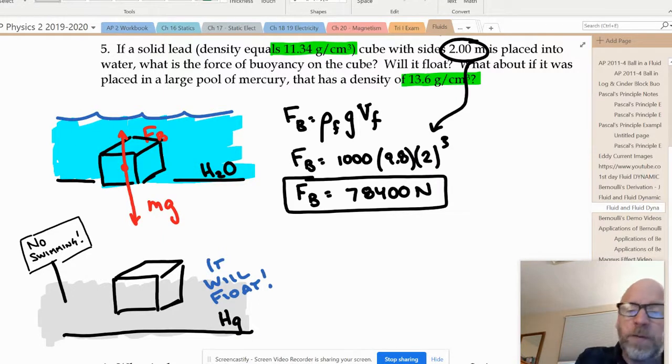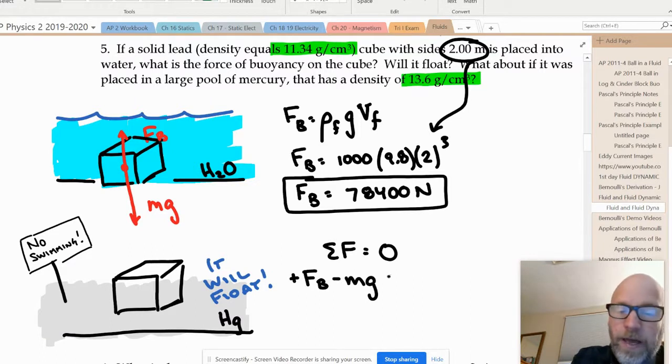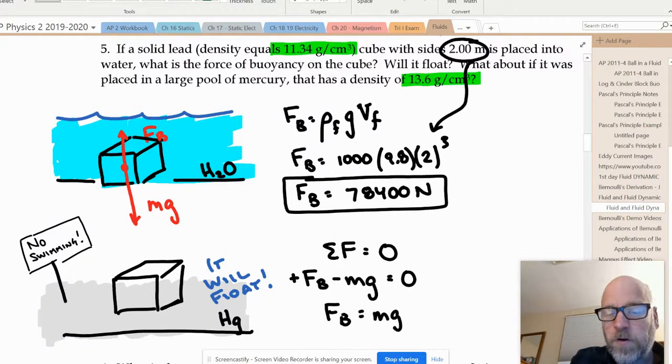So what does that mean about our forces? Well, it means that the sum of our forces will be equal to 0. So we're going to have the buoyant force acting up minus the weight of the lead down. So those two are equal.